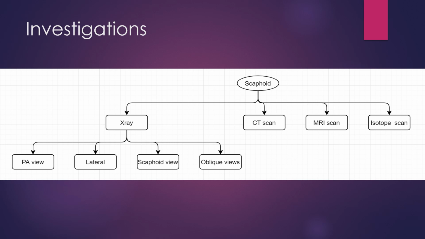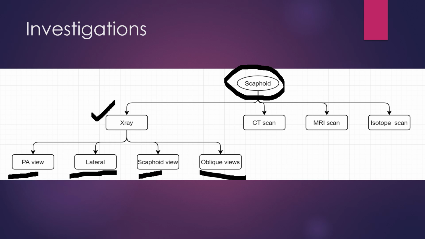Then coming to the investigations. When you suspect a scaphoid fracture, the first thing you do is an X-ray or a radiograph. A radiograph can be done in 4 ways. It can be a posteroanterior view, a lateral view, a scaphoid view, and oblique views.